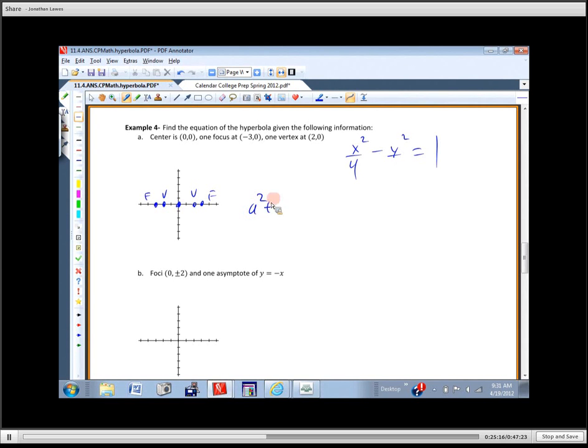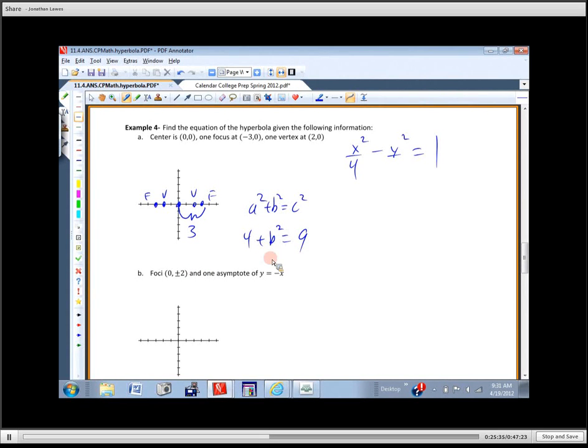Now, how do I figure this one out? A squared plus b squared equals c squared. Remember, we add those together. So I know what a squared is. I know that's a 4. I don't know the b, but I do know how big c is. How far did we go from the center to get to the focus? I went 3, so this is going to be 9. So I move this over.